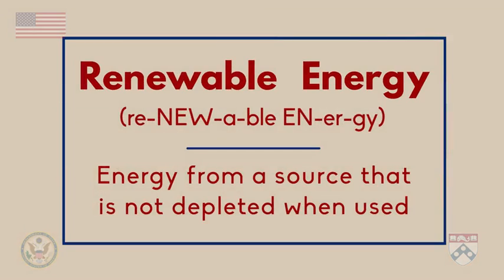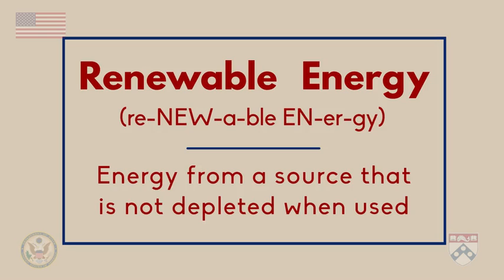Let's start by explaining what renewable energy is. Renewable energy is energy from a source that is not depleted when used. Depleted means used up or emptied. Some of the most common examples are wind, water, or solar power.